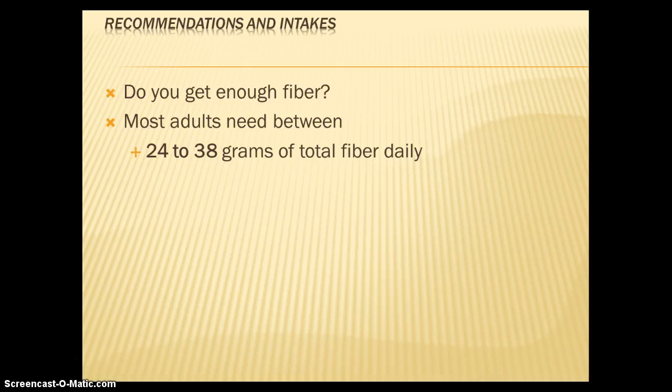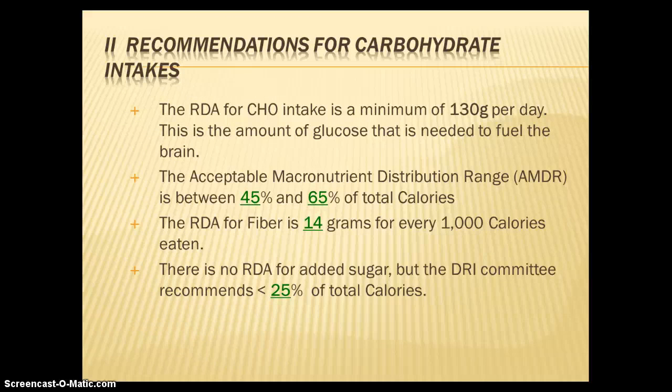Do we get enough fiber in our diets? No. Most students, when they do their diet analysis projects, the project I used to have where they wrote down everything they ate for 3 days, found they ate about half the amount of fiber they were supposed to. So here's the bottom line recommendation about carbohydrates. For every 1,000 calories you consume, you should get 14 grams of fiber. And roughly half of your calories should be from carbohydrates. Remember, those percentages are what we call the AMDR.